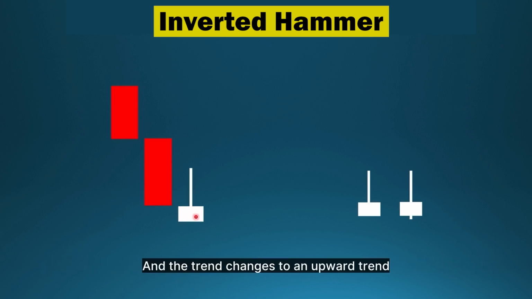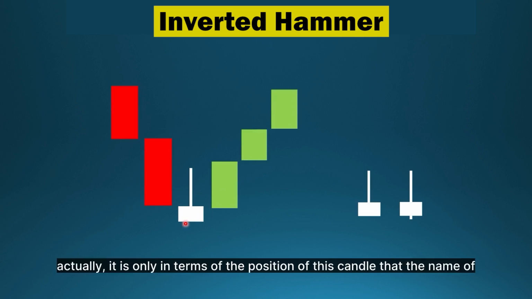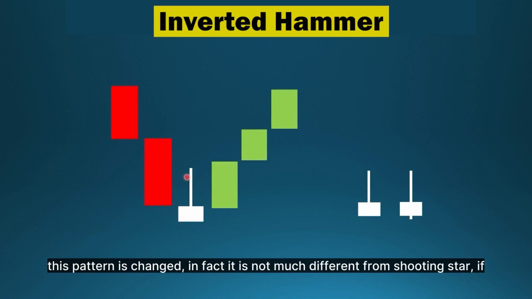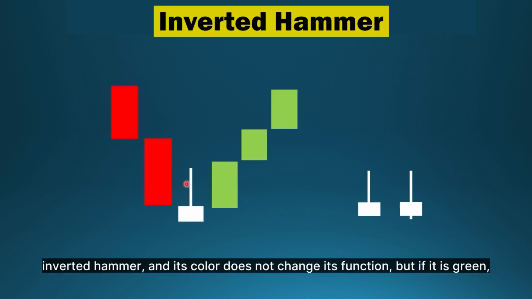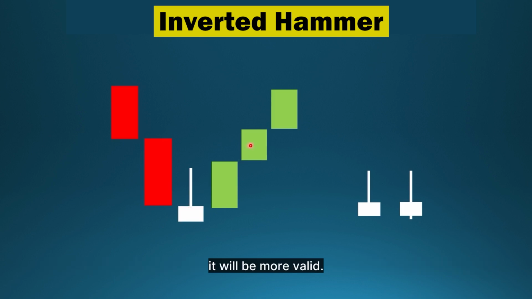And the trend changes to an upward trend. It is only in terms of the position of this candle that the name of this pattern is changed. In fact, it is not much different from the shooting star. If this pattern is placed at the top of the trend, it will be called shooting star, and if it is placed at the bottom of the trend, it will be called an inverted hammer, and its color does not change its function. But if it is green, it will be more valid.